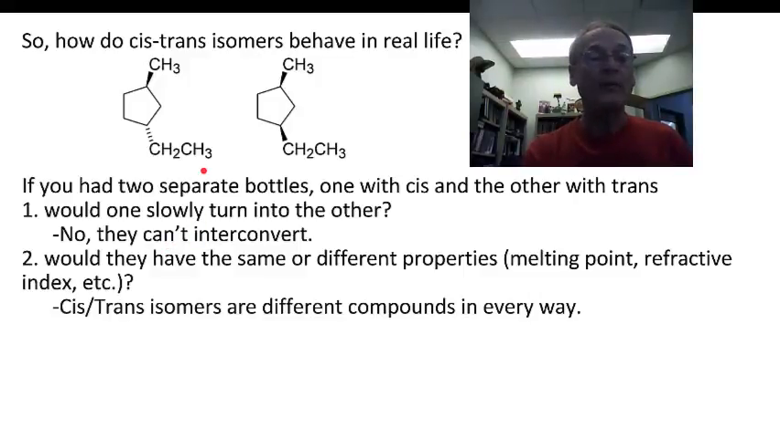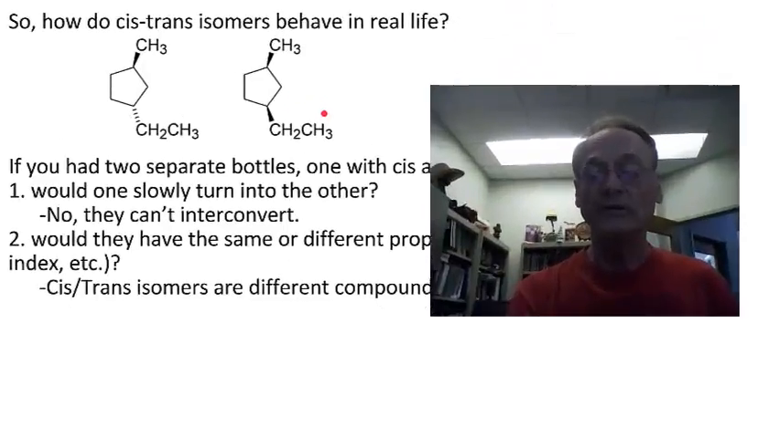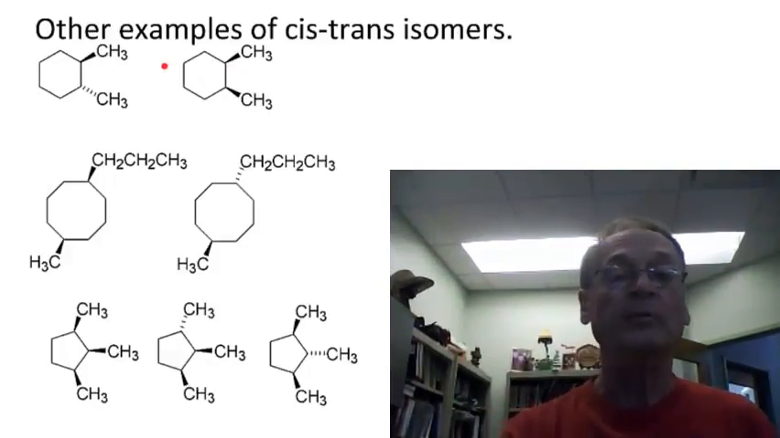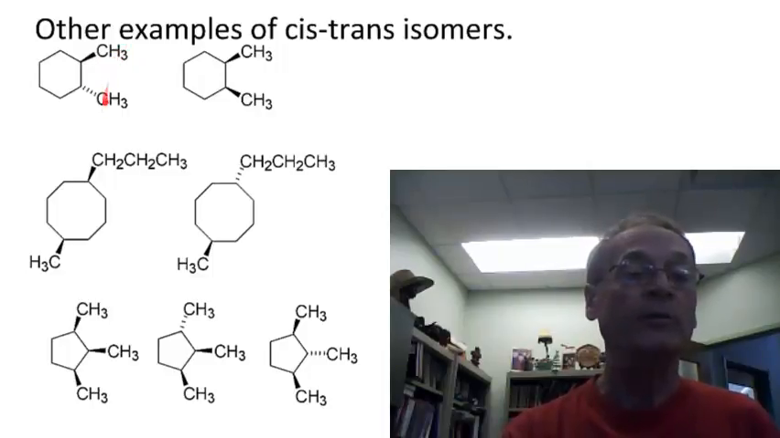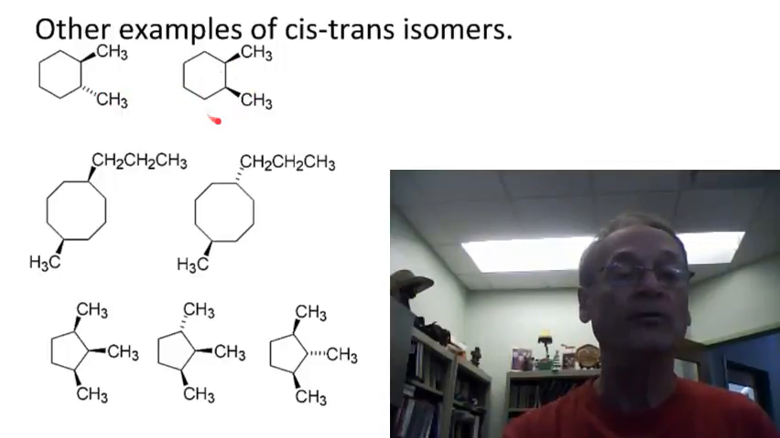Would they have the same or different properties? In fact, they would be different. So the boiling points of these would be different, the melting points would be different, the refractive indexes would be different, the specific heats would be different, the heats of formation would be different, and so on. So they're different. Here are some other examples of cis trans isomers. This would be trans because one methyl group's up, one methyl group's down. Trans-1,2-dimethyl cyclohexane, and cis-1,2-dimethyl cyclohexane. Different compounds, different bottles, different properties.